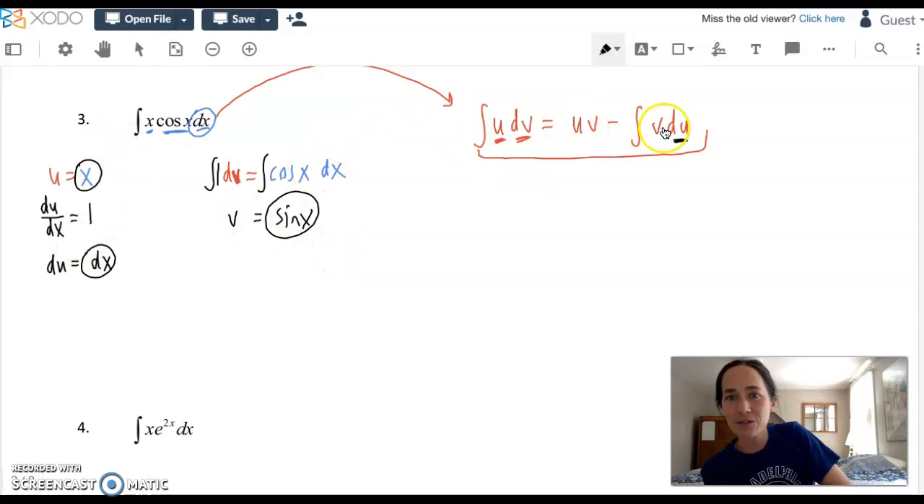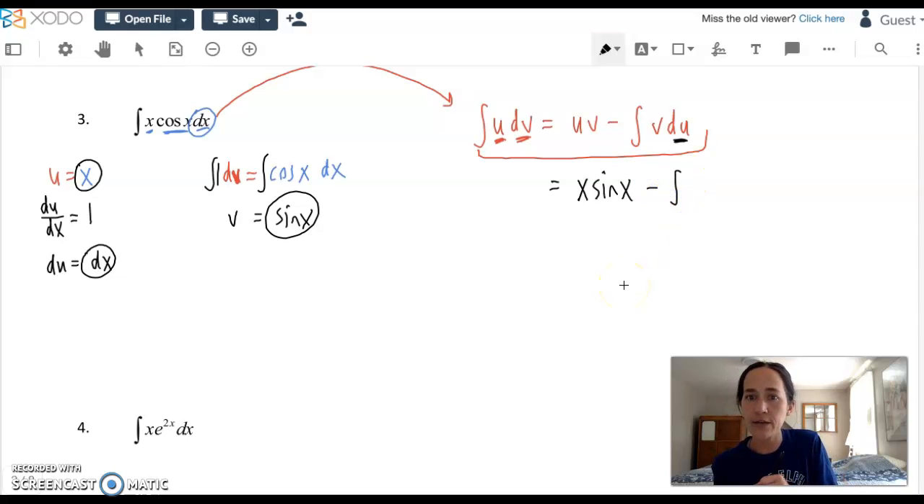I should be able to go to this fancy integration by parts formula and get this thing solved. So first it says to put uv. So what is u? U is x. V is sine of x. So that's part 1. Minus a part that we're going to have to simplify, the integral of v again. So v was sine of x. And then sub something in for du in terms of x, it equals dx. And I think we've got it.